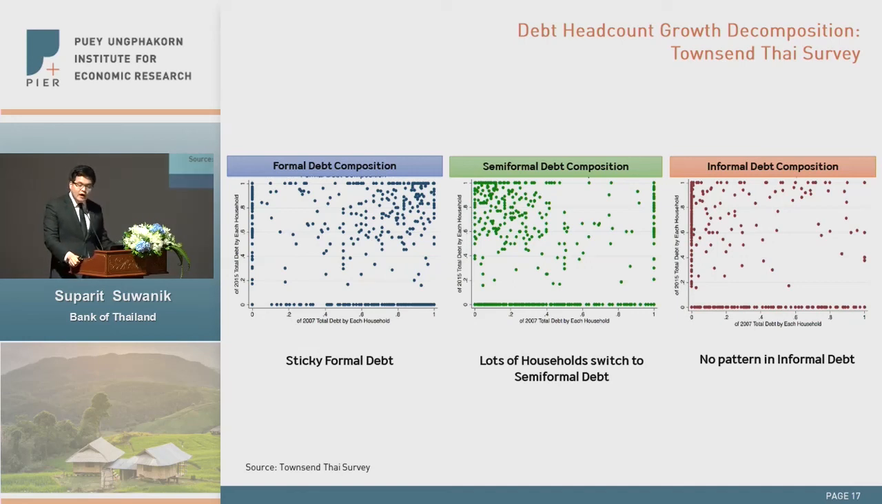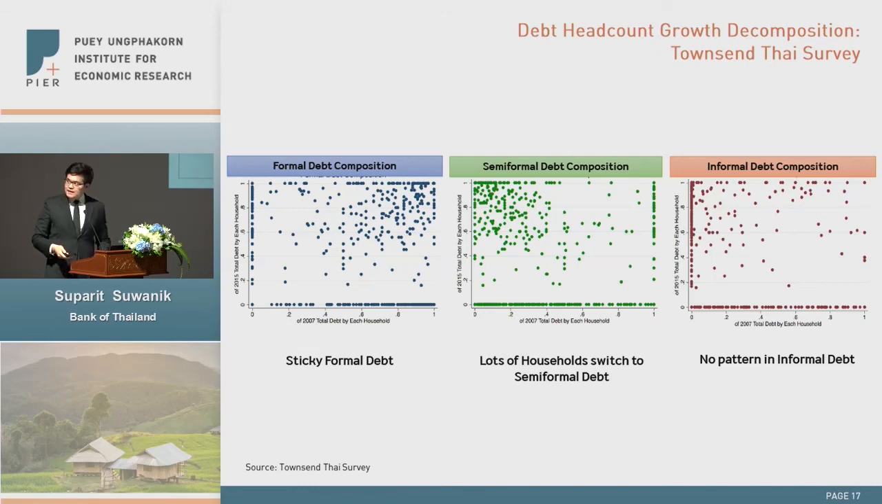We can see that most of the dots concentrate in the top right area, which means that households who had formal debt in 2007 tend to stay in formal debt in 2015. In other words, households tend to stick with formal debt. But for semi-formal debt in the middle, most of the dots are on the left, which means that lots of households switched to semi-formal debt from not having it. That makes sense, since the proportion of village funds, which we categorize as semi-formal debt, is significantly higher from 2007 to 2015, but there's no pattern in informal debt.